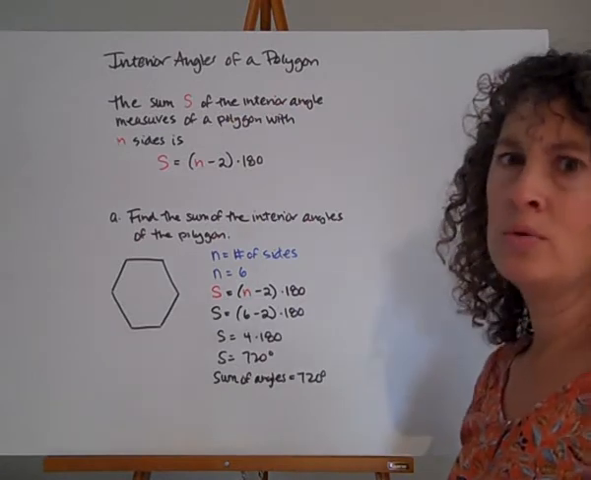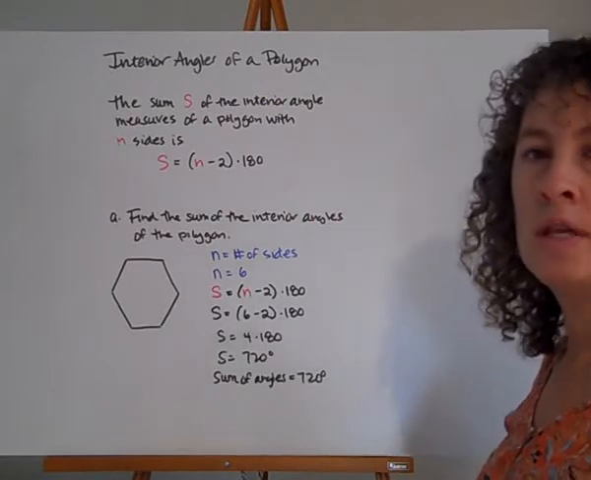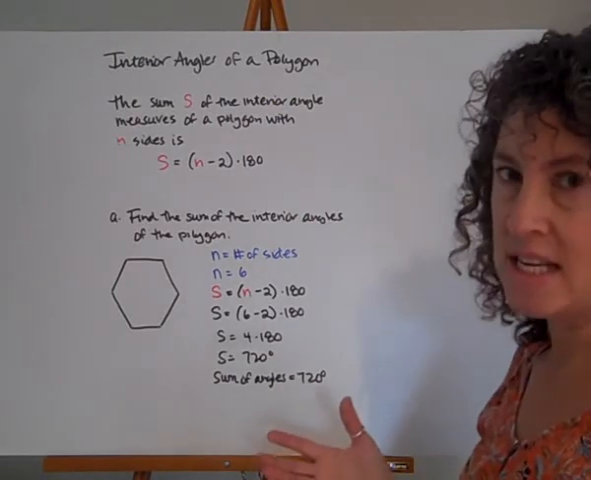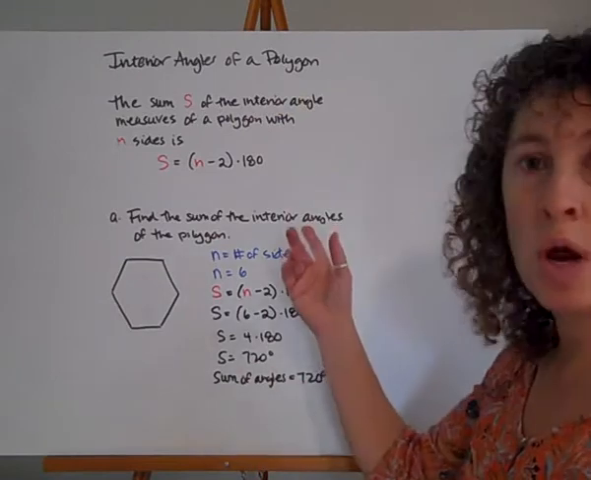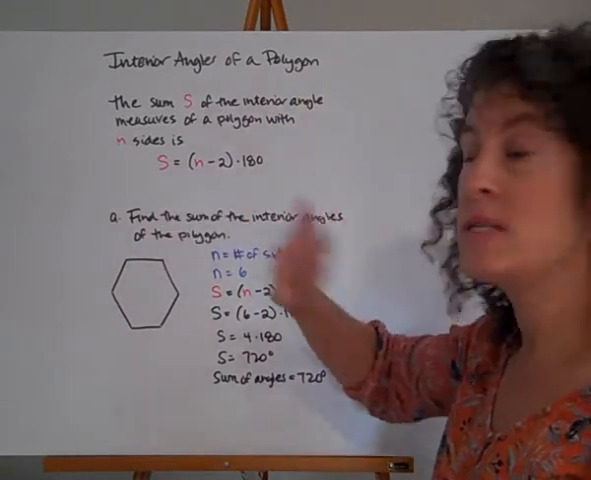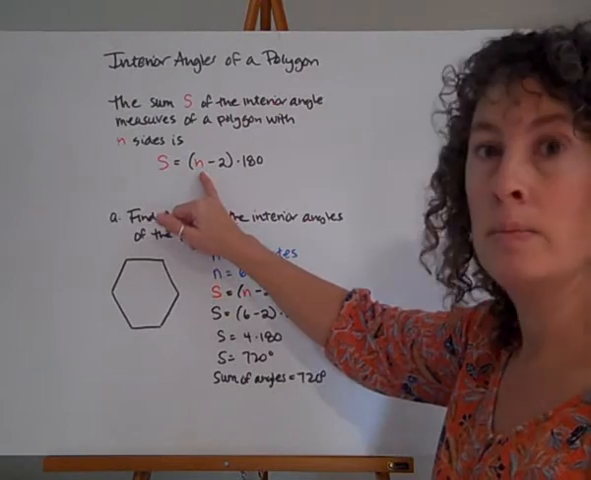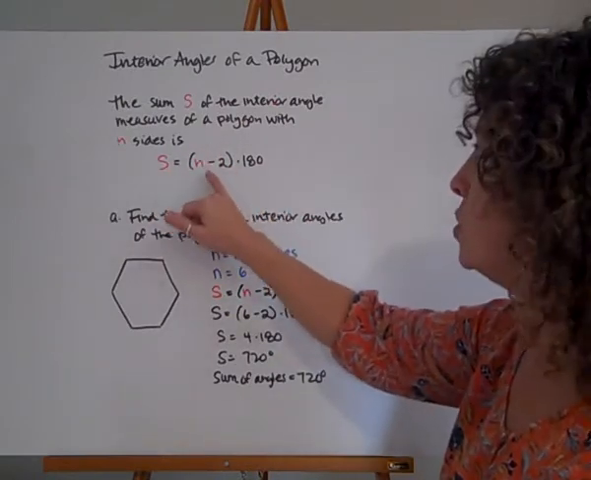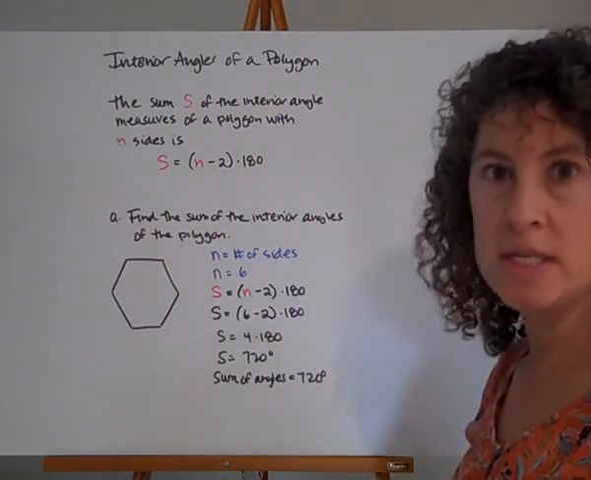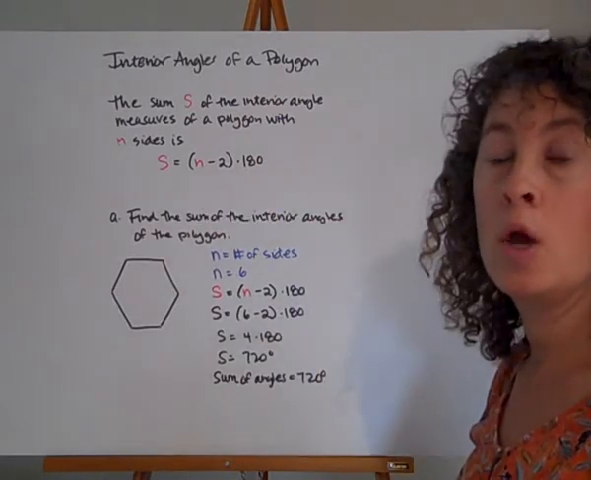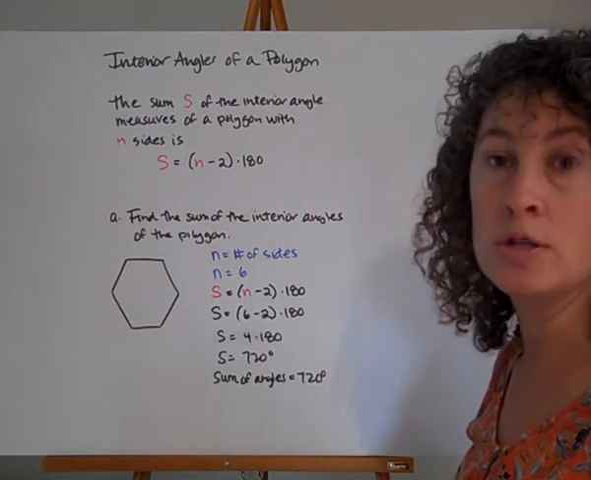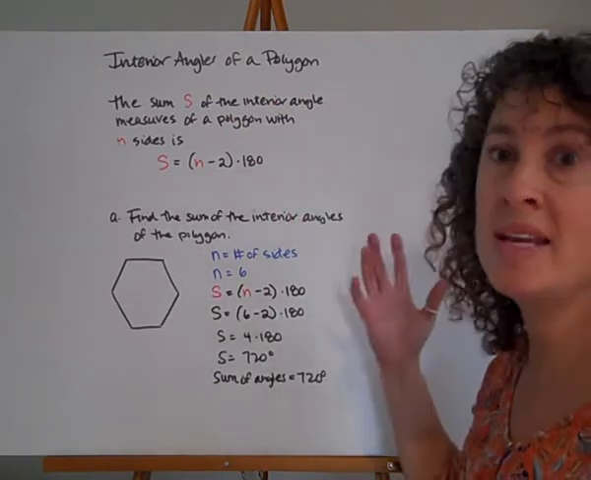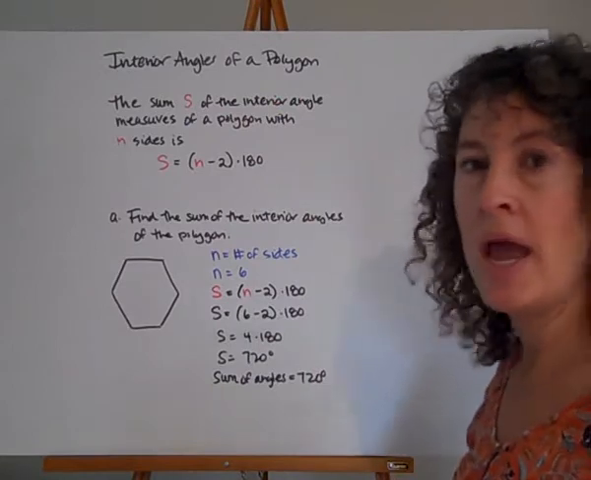We also work a lot with rectangles and squares, and we know that the interior angles of a rectangle or a square equal 360. Hopefully you knew that was 360. So let's try it. If I put 4 sides in my formula here, 4 minus 2 is equal to 2, and 2 times 180 is 360. So it works for a quadrilateral, which has 4 sides, a rectangle or a square being a quadrilateral. This works for any shape that has any number of sides.